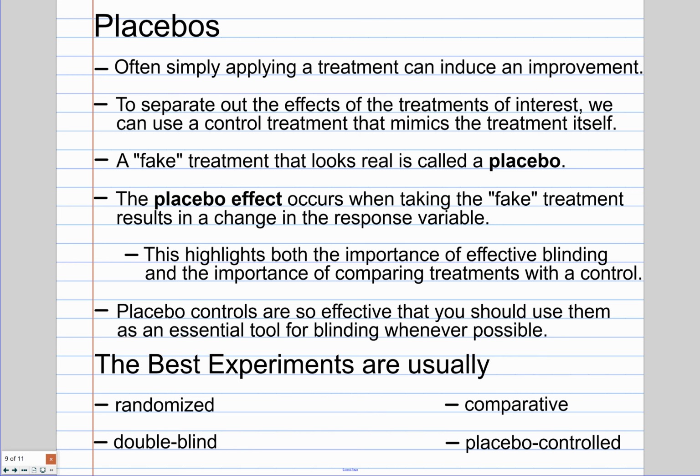Does he? Yeah. Okay. Now, the best experiments contain these four things, if possible. So I'm going to repeat that. The best experiments contain the fact that you've randomly assigned your treatments, you have a control group, that's the comparative piece. It's double blind, no one knows who's getting what, and you have possibly a placebo control group. All right?